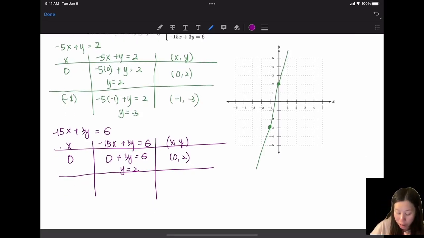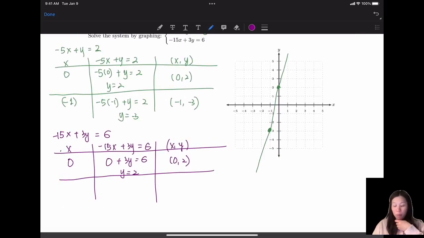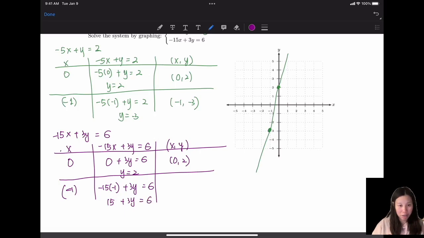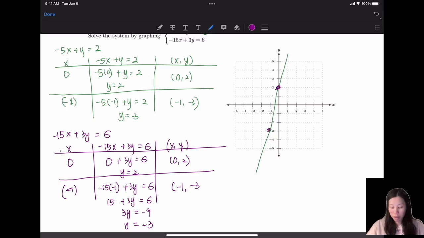Let's see. If I pick, again, any number, let's pick negative 1. So I have negative 15 times negative 1 plus 3y equals 6. So here I have 15 plus 3y equals 6. Subtract 15 on both sides. I have 3y equals negative 9. So you divide by 3 on both sides, you have negative 3. So that means the other ordered pair is negative 1 and negative 3. Uh-oh. They are the same.